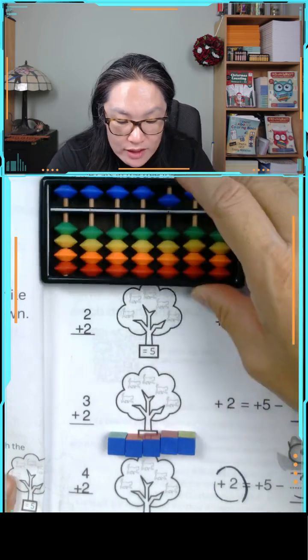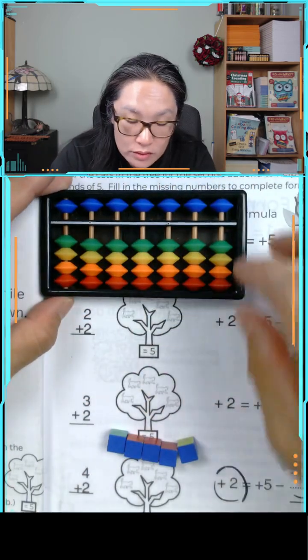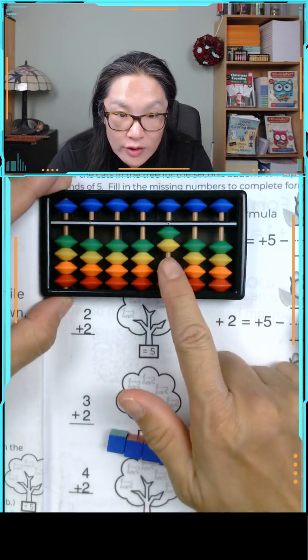Let's say we wanted this one, 2 plus 2. Do we need to use a formula? No, we don't, right? That's why you have to check the look.